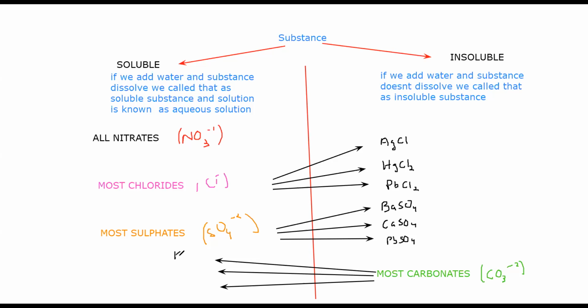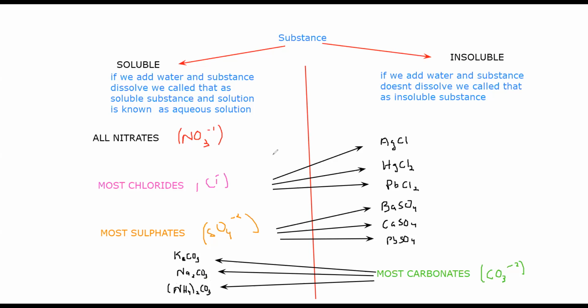Potassium carbonate, K2CO3, ammonium carbonate, and sodium carbonate. Sodium carbonate is Na2CO3, and ammonium carbonate is (NH4)2CO3. This is a very important table which you have to memorize, because you will use this table a lot of times in different chapters.